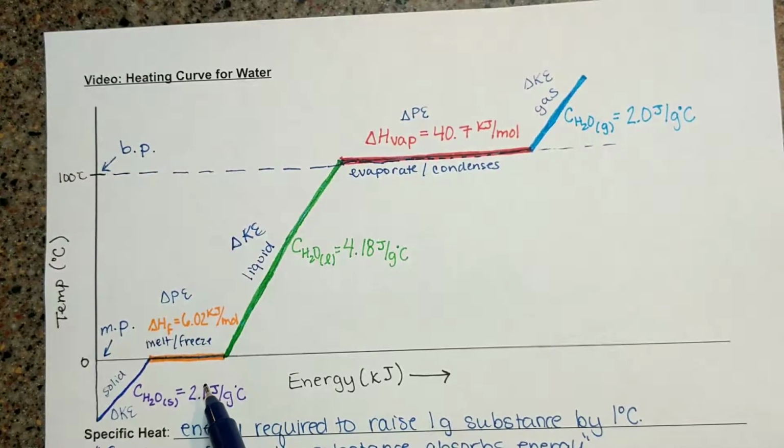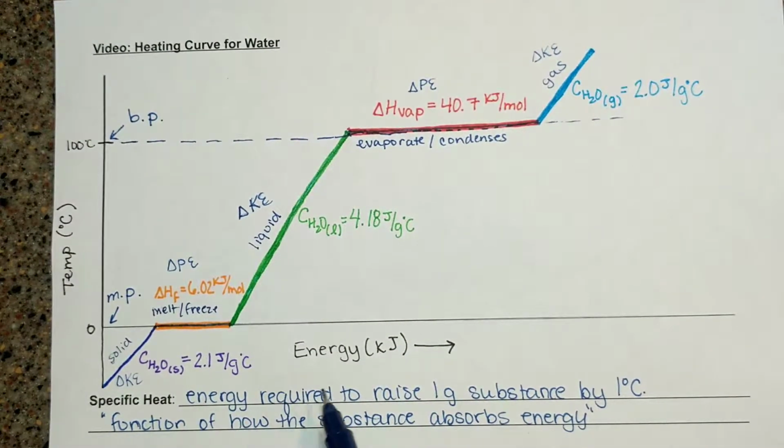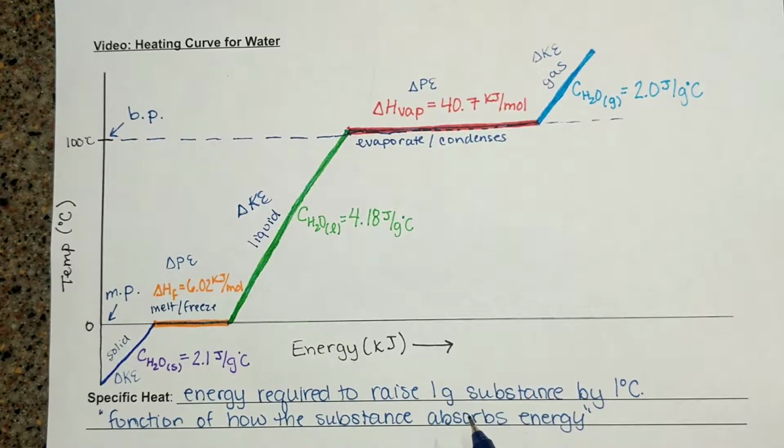Some important numbers to note on here is we have our specific heat. I know that specific heat is the energy required to raise 1 gram of a substance by 1 degree Celsius. And it's also a function of how the substance absorbs energy. So if it's easy to change 1 gram of my substance by 1 degree Celsius, I'm going to have a very low specific heat because it's not going to require much energy to change the temperature. Whereas if I have a high specific heat, that tells me that it requires a lot of energy to change my temperature.